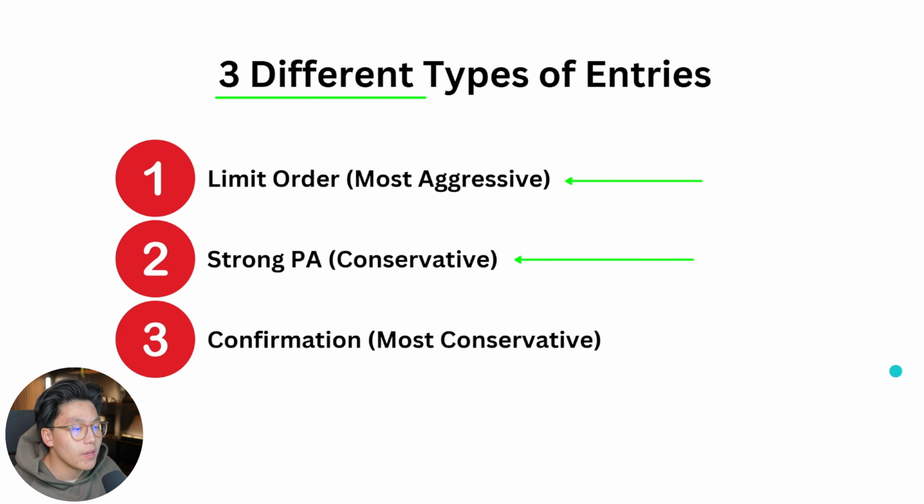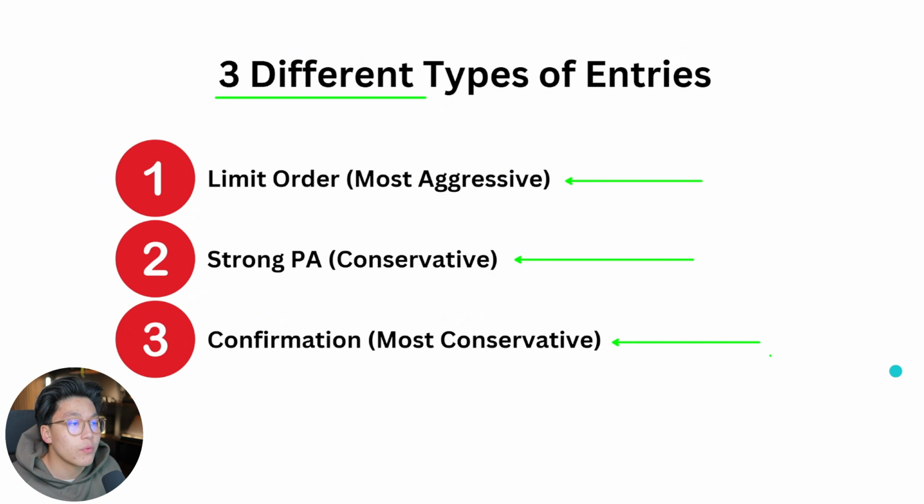Second, what you have is strong price action. So this is a conservative entry model, usually waiting for some sort of buyers to step in off that key level. And then three, what we have is confirmation candle, which is the most conservative, and this is really waiting for the buyers to step in and waiting for that confirmation candle that price is most likely going to gravitate in towards the direction of the trend that you're trading in.